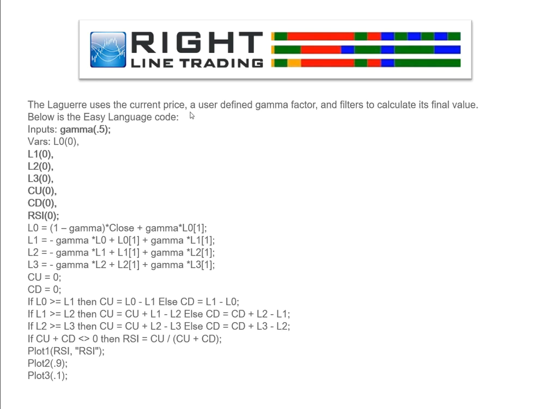Now, the Laguerre is a much more complexly coded oscillator. It comes with a default gamma of 0.5, which we've modified. And it comes with multiple filters, which we've also modified. And that controls the speed and stability of the percent K line. And the percent K line on our Laguerre is really quite astounding.